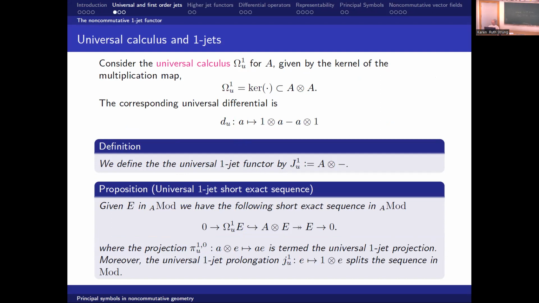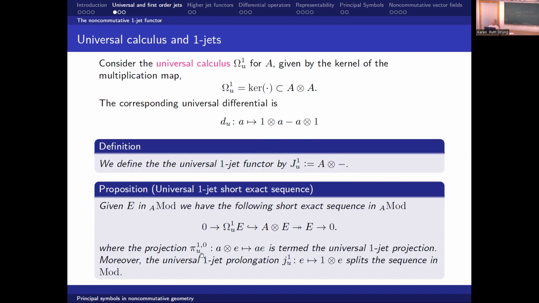Coming from the classical setting, this A tensor A plays the obvious role of the one jet for A for the universal calculus. And so we define this functor A tensor as the universal one jet functor. And then you can derive this short exact sequence given any left A module E. And we would regard this as the one jet short exact sequence for some module E.